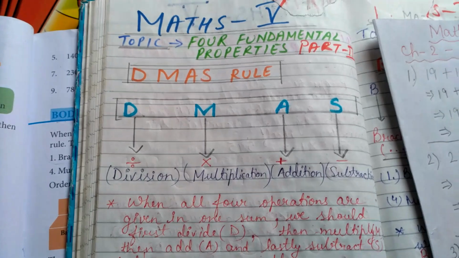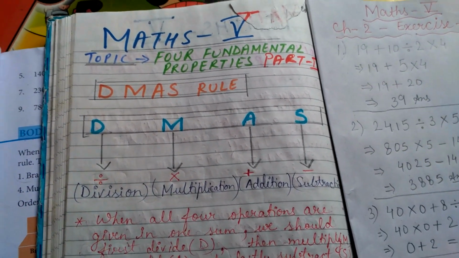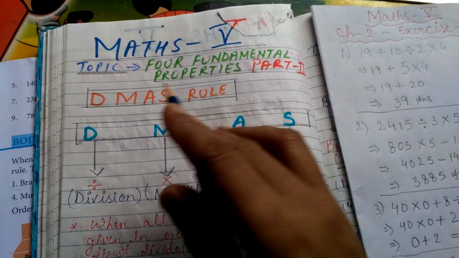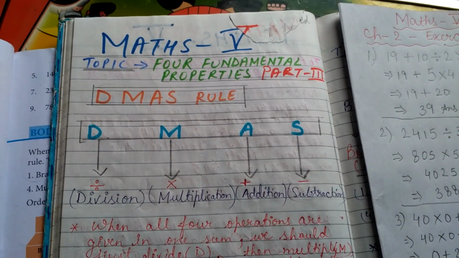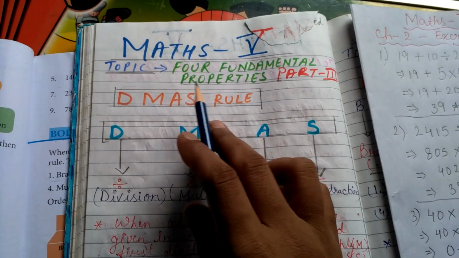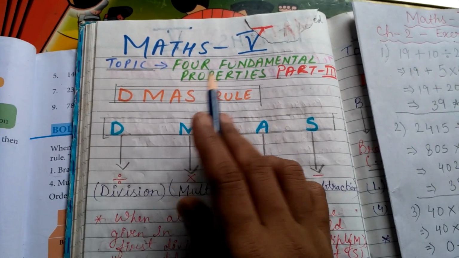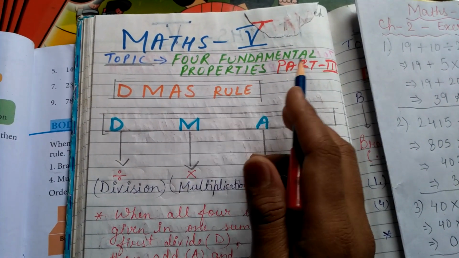With this example, which I have already explained and written in this manner, you will also write this in your notebook, this DMAS rule. You will write the DMAS rule. First you will give the date and day, then you will write chapter 2, that is, 4 fundamental operations.